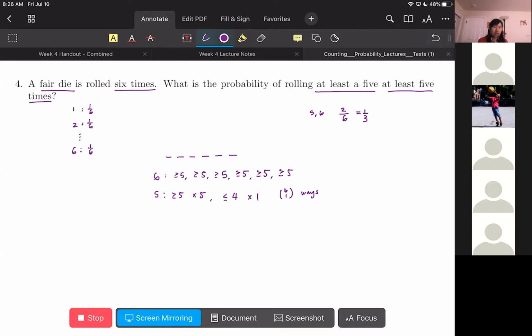So basically we can think of it as out of the 6 rolls, we could choose one of them to be the roll that's less than 5. So basically we've divided this into 2 cases. So this is casework here. And so I'll call this case 1 and this case 2. So in the first case, let's calculate the probability that we get at least a 5 exactly 6 times. So anyone want to take a stab at that?